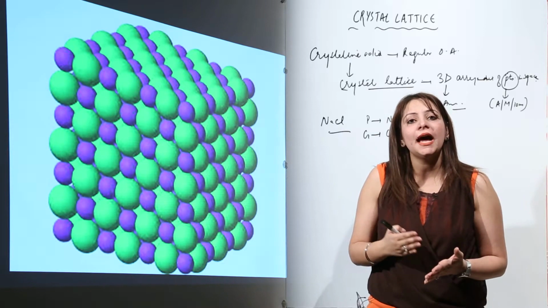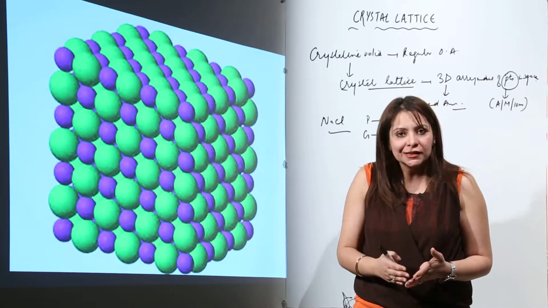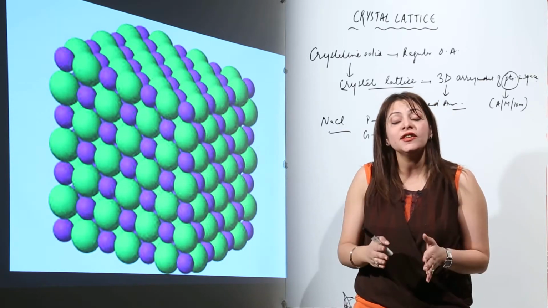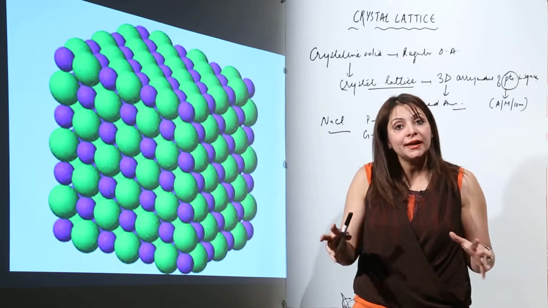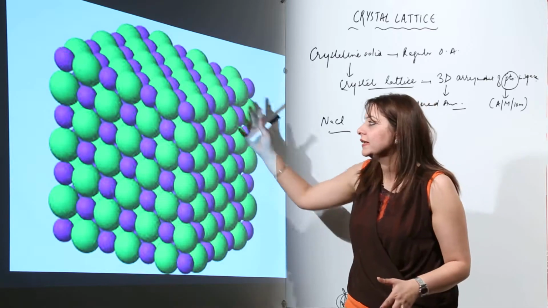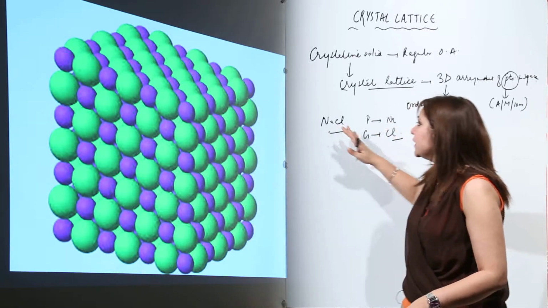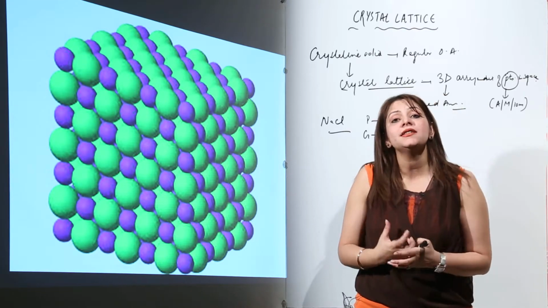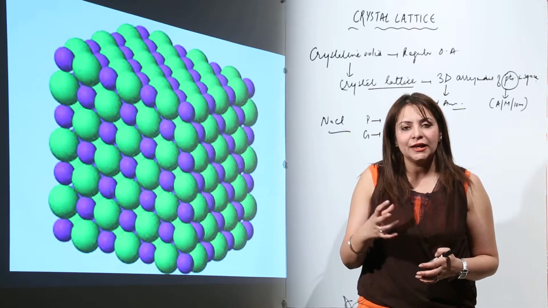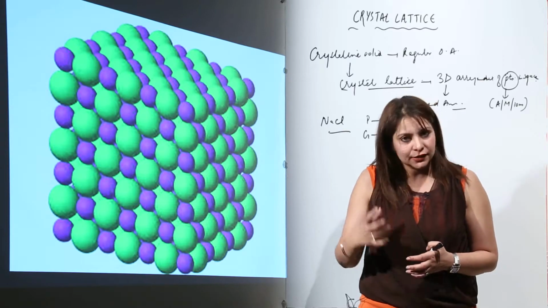It is the three-dimensional arrangement of atoms in space, and obviously this arrangement extends throughout the crystal. When this arrangement repeats itself in different directions, it gives rise to a crystal lattice. So this is actually a crystal lattice. Now, what are the characteristics of a crystal lattice? You should know what the characteristics of a crystal lattice are.